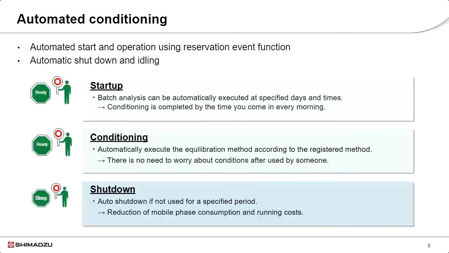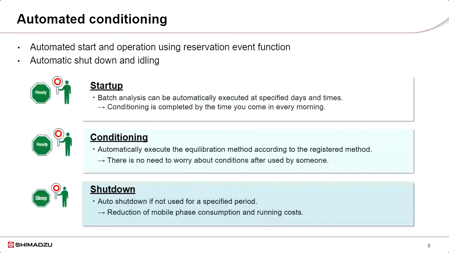With the conditioning, this function automatically executes solvent switching and methods for equilibration based on the registered analysis methods. As a result, operators can obtain stable data without having to worry about the conditions of the previous analysis or the state of the equipment. And in shutdown, if the equipment has not been used for a certain period of time, this feature automatically performs flow adjustments and shuts down the equipment.